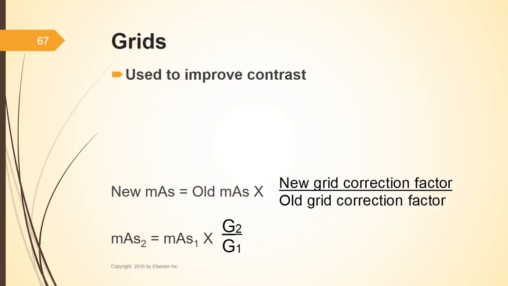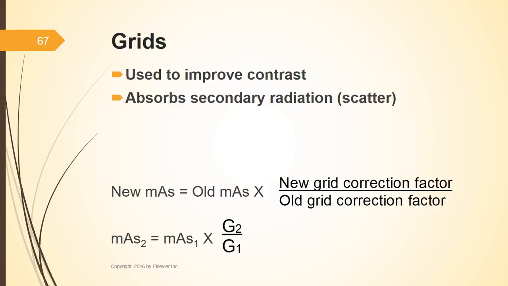Okay. Grids are used to improve contrast. A grid can absorb secondary radiation that otherwise fogs the image. A grid absorbs up to 90% of secondary radiation depending on the ratio and the frequency of the grid. We'll talk about that later.